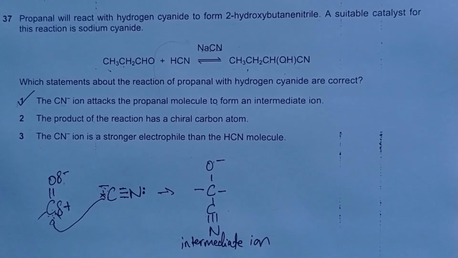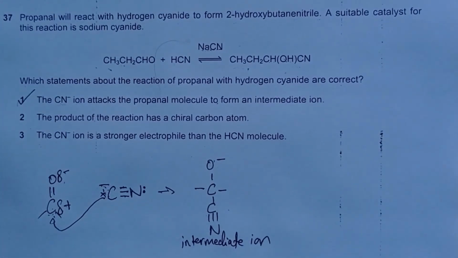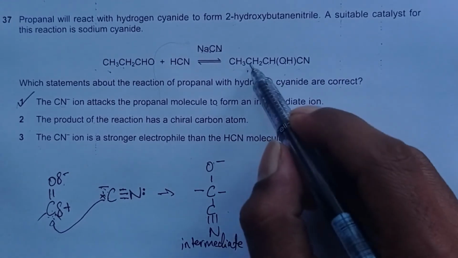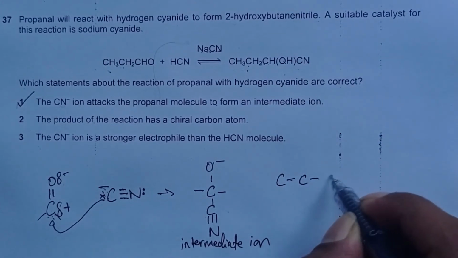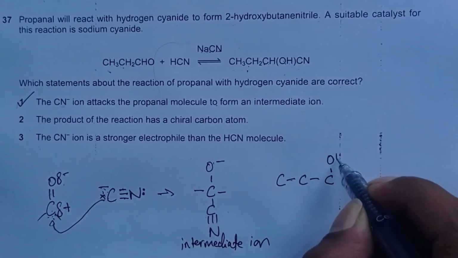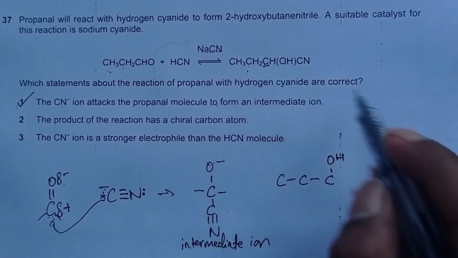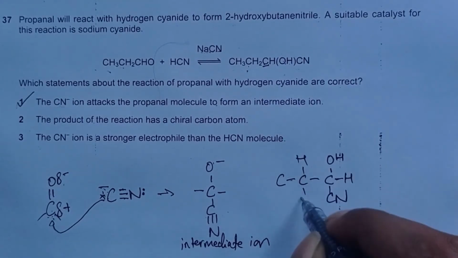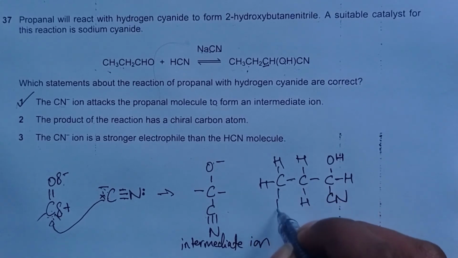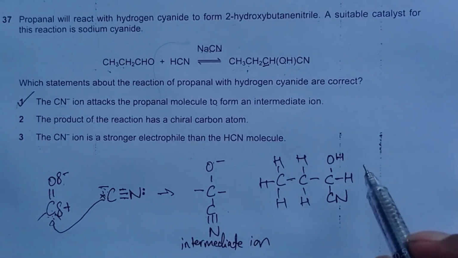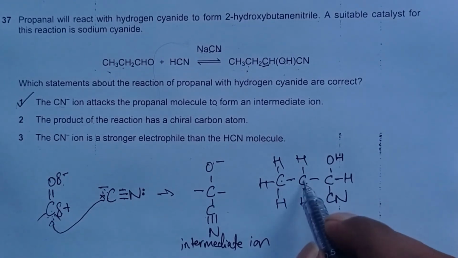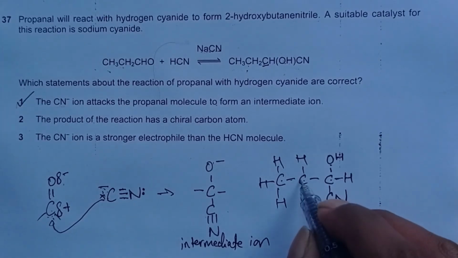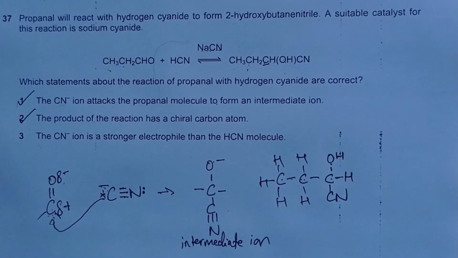The product of the reaction has a chiral carbon atom. This is the product of the reaction. We can draw a displayed formula to verify whether it's correct or not. So let's draw. We have 1, 2, 3 carbon atoms in a straight chain. The first one has this, the second one has OH, H and CN, and the third has CH3. Let's see if the product has a chiral carbon or not. This definitely does not have, this definitely doesn't have. This has, because one is OH, another is H, another is CN, and another is CH2CH3. So choice number 2 is also correct.